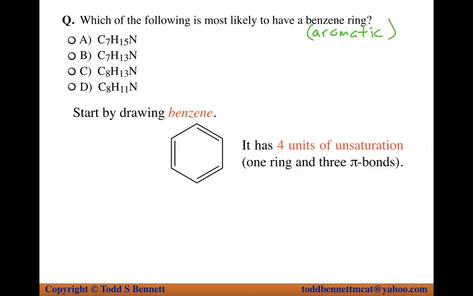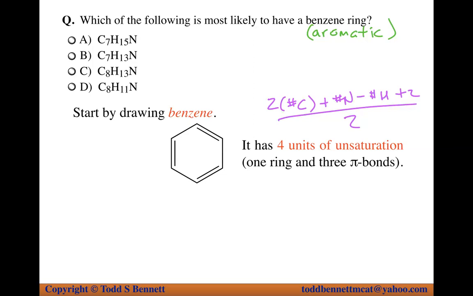So we need a formula that has at least 4 units of saturation in it. If I remember right, we do 2 times the number of carbons. We have nitrogen, so I need to add 1 for the nitrogen. We have hydrogen, so it needs to be minus the number of hydrogens, plus 2 for the end of the chain, divided by 2 electrons per bond. So I have my formula. Time to plug in.